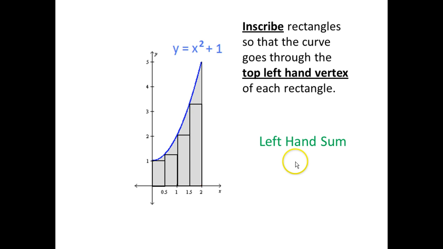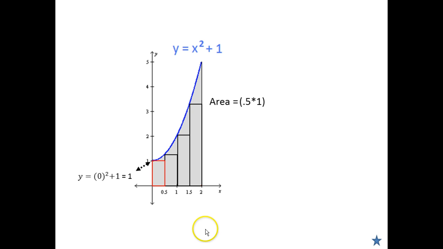Okay, this is called the left-hand sum because it touches at the left-hand corner of each rectangle. Okay, now we're going to find the area of each rectangle. So this first rectangle, the width is 0.5 and the height is 1. The second rectangle, the width is 0.5 still, and this height is right here where x equals 0.5. So if you just plug 0.5 into the formula, it will give you the height of 1.25.